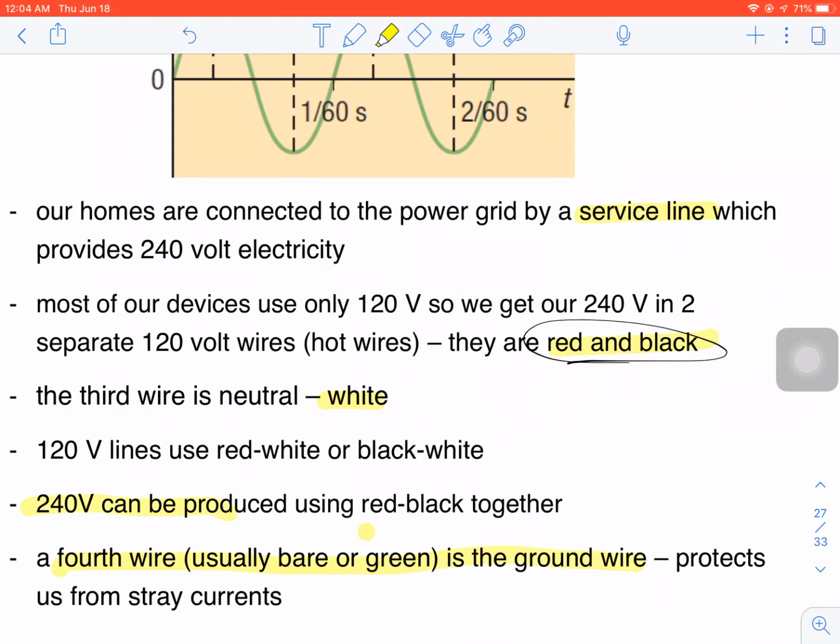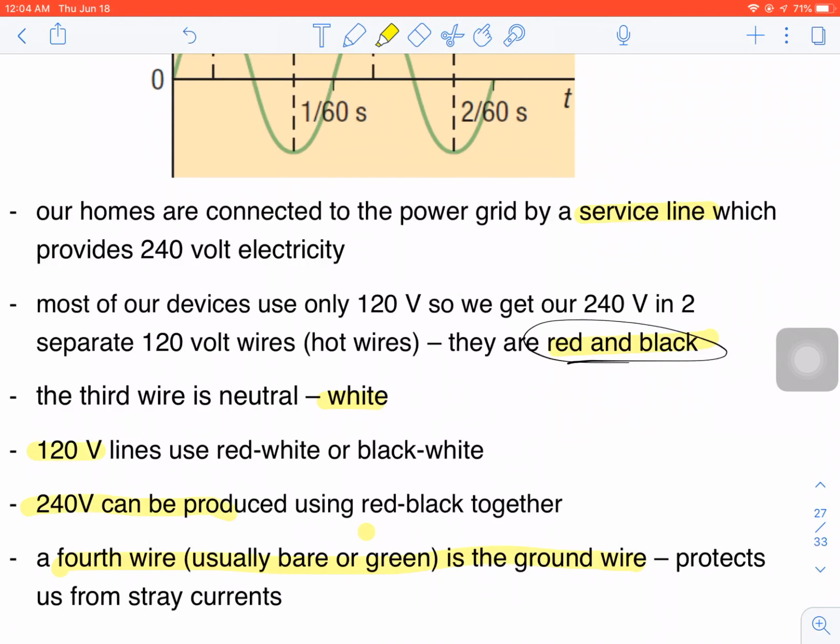But like I said, I'd say 99% of the things in my house need 120 volts. The only things in my house that need 240 volts are my electric dryer, my old electric stove, I have a gas stove now, and my air conditioner. Those things need 240 volts. They need the extra energy to run.